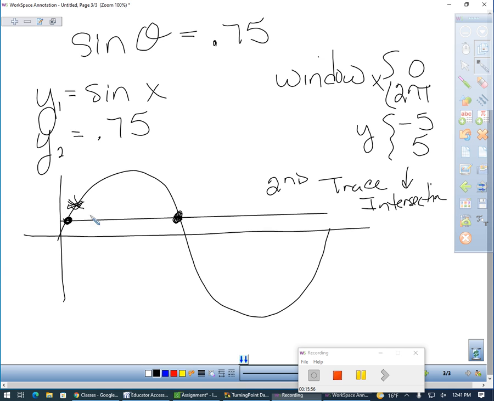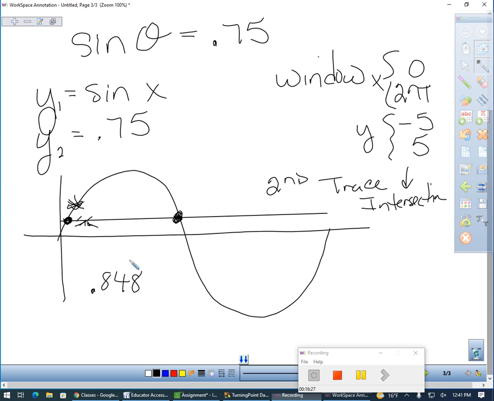It should say second curve. You move it towards this end, so the second cursor is flashing here. You hit enter. All right, it says then guess, and we know guess means it's thinking, so hit enter one more time. It'll tell you your first intersection point right here is at 0.848. Correct.